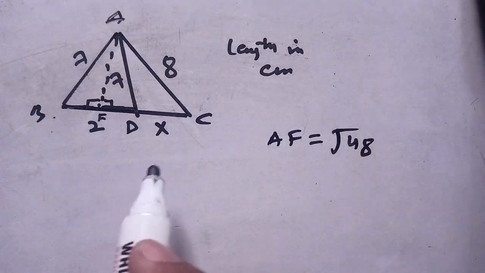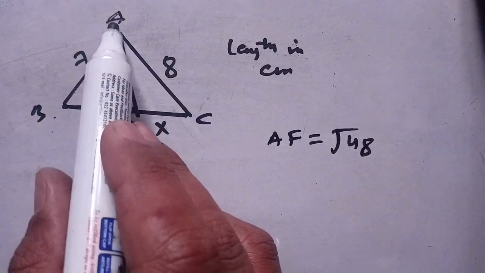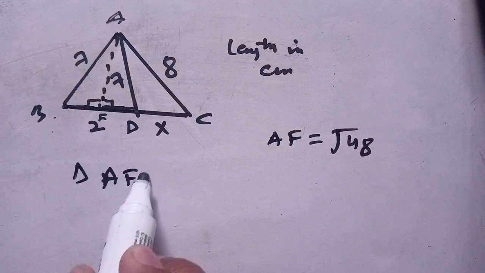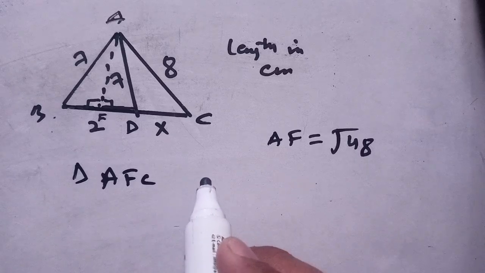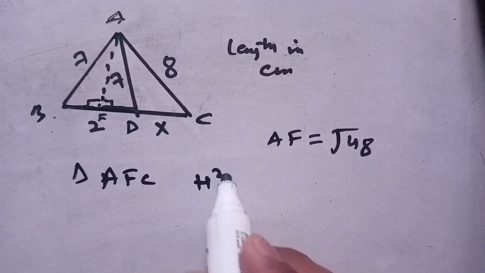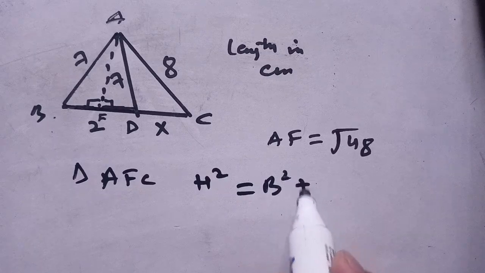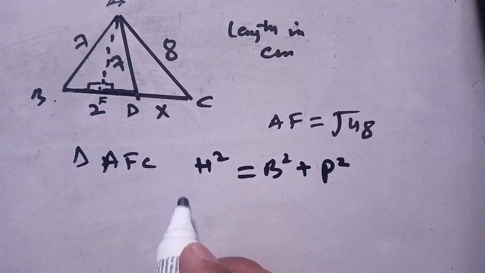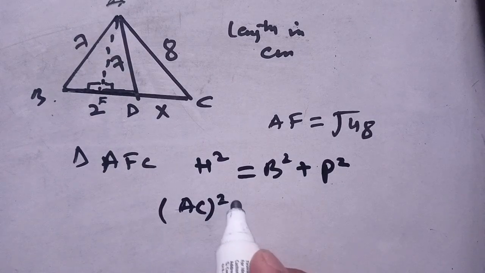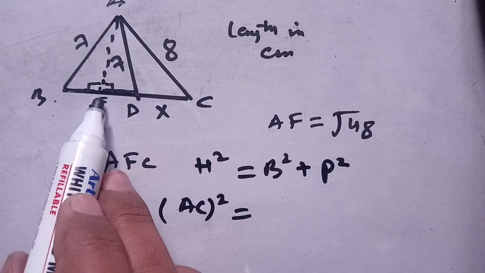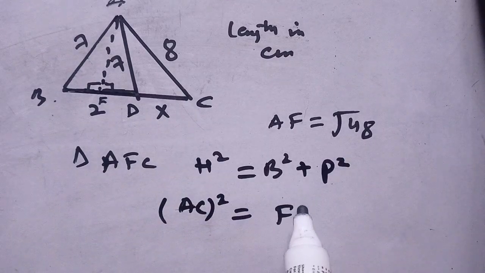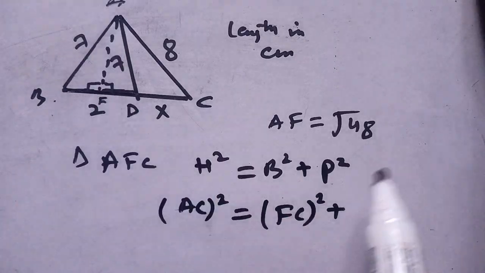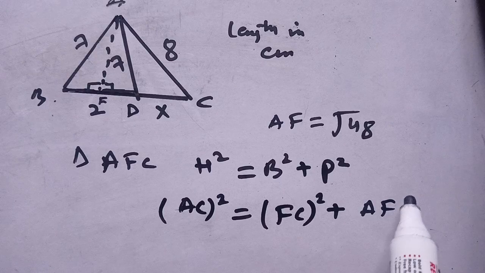Now in the next part we take the right triangle AFC. Here we also use the Pythagoras theorem, which means that hypotenuse square is equal to base square plus perpendicular square. Now here the hypotenuse is AC, so AC square is equal to base FC square plus perpendicular AF square.